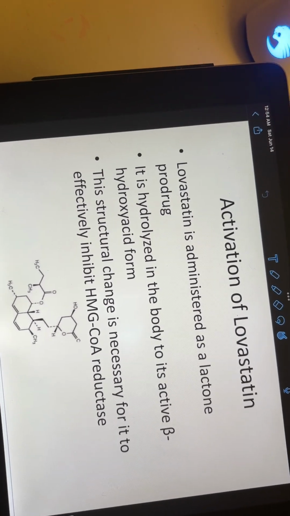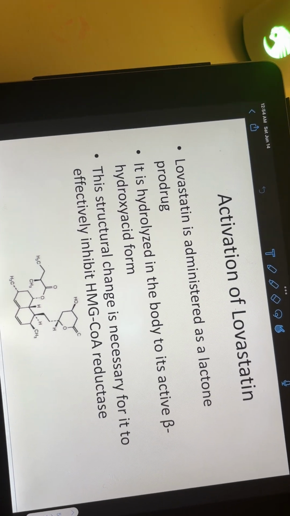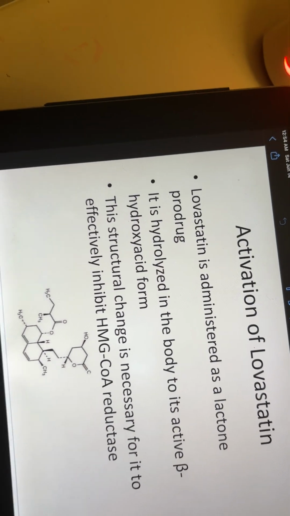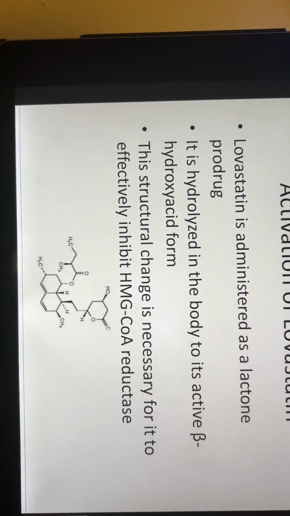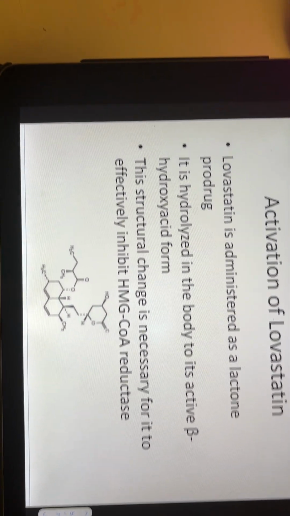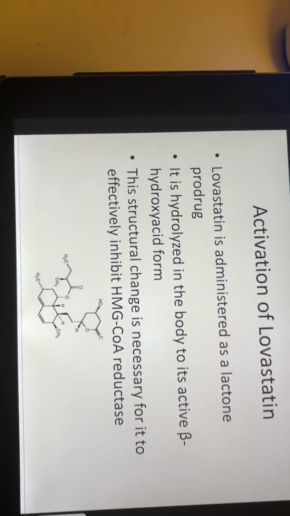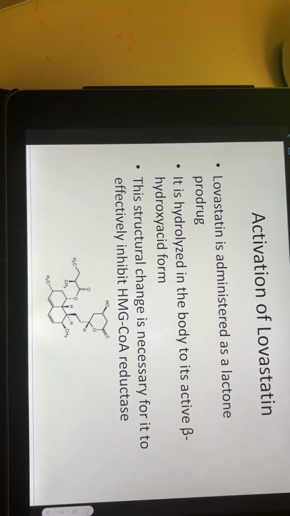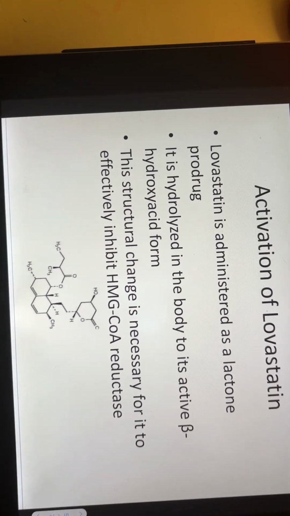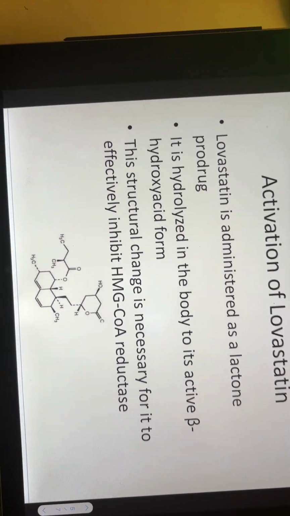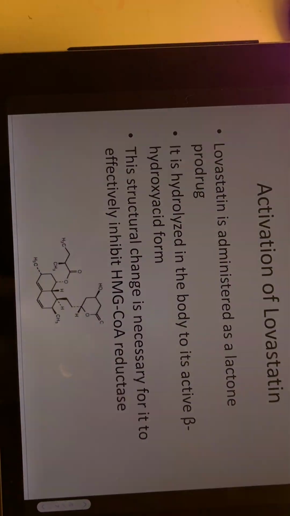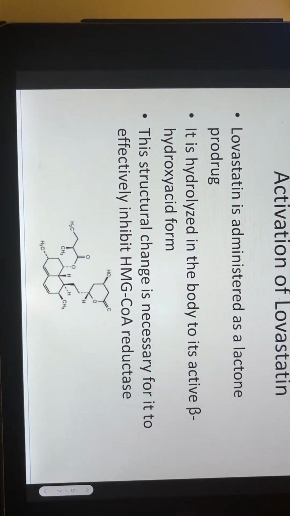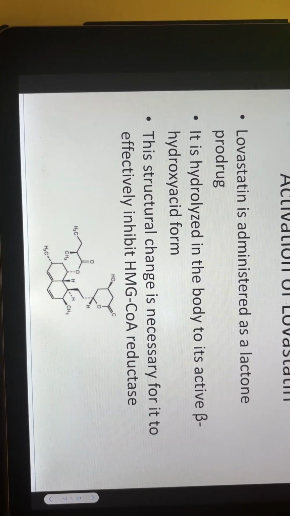Enzymes in the liver hydrolyze the lactone ring, opening it up into a beta-hydroxy acid, and this active form mimics HMG-CoA more closely and is able to fit perfectly into the HMG-CoA reductase enzyme. This conversion is essential for lovastatin to have any therapeutic effect. The diagram shows both forms before and after hydrolysis, so you can see how important the structural change is.